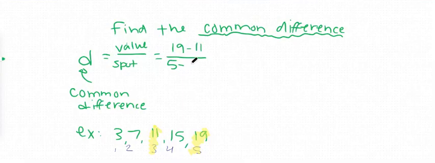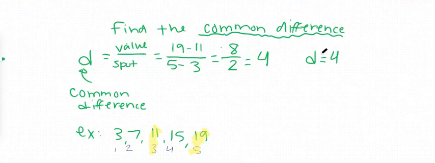So 19 minus 11 over 5 minus 3. 19 minus 11 is 8. 5 minus 3 is 2. I have a fraction that says 8 over 2. 8 divided by 2 is 4. So my common difference is 4.